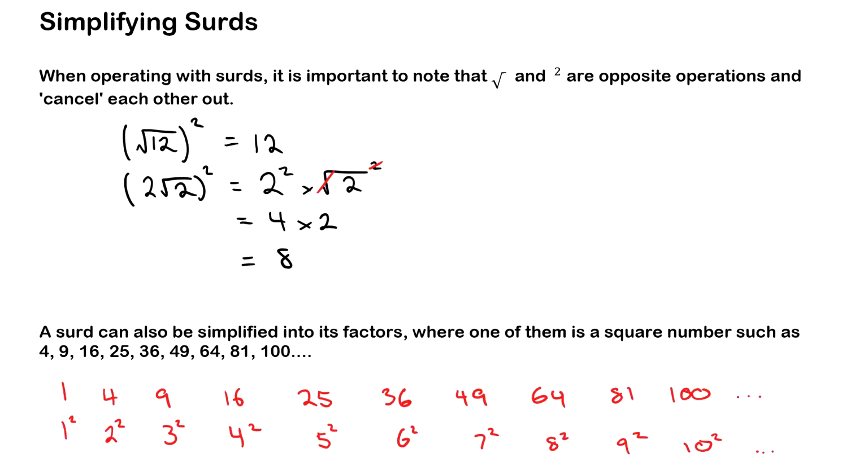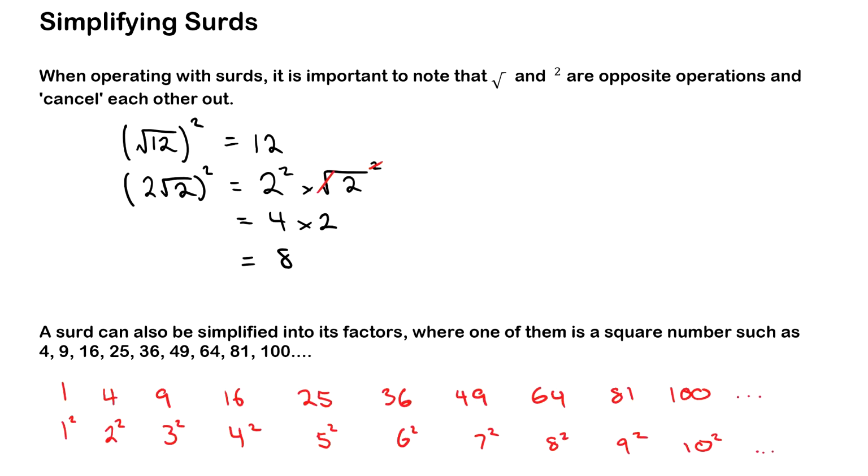In this video, we'll be introducing you to simplifying surds. So when operating with surds, it's important to note that a square root and a squared sign are opposite operations and therefore cancel each other out. On your screen, there's an example of root 12 in brackets to the power of 2. Essentially, the square root and the square sign cancel each other out, and what we're left with is what was inside the square root sign, which is our 12.